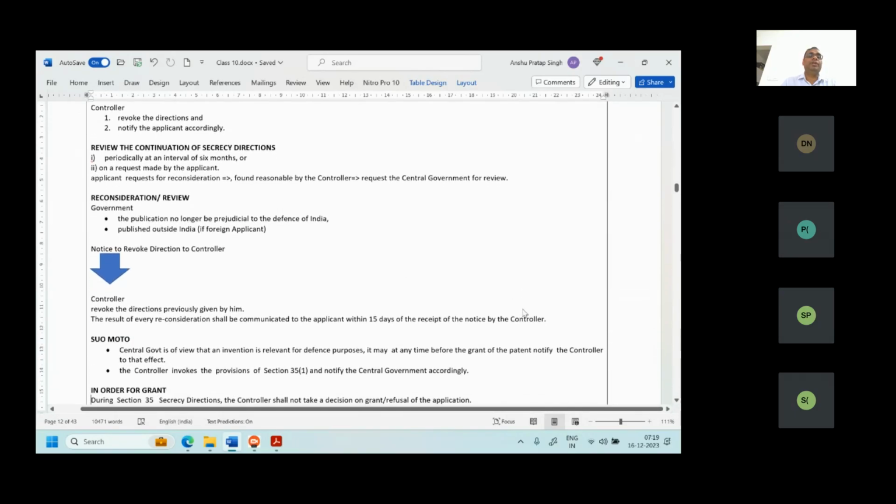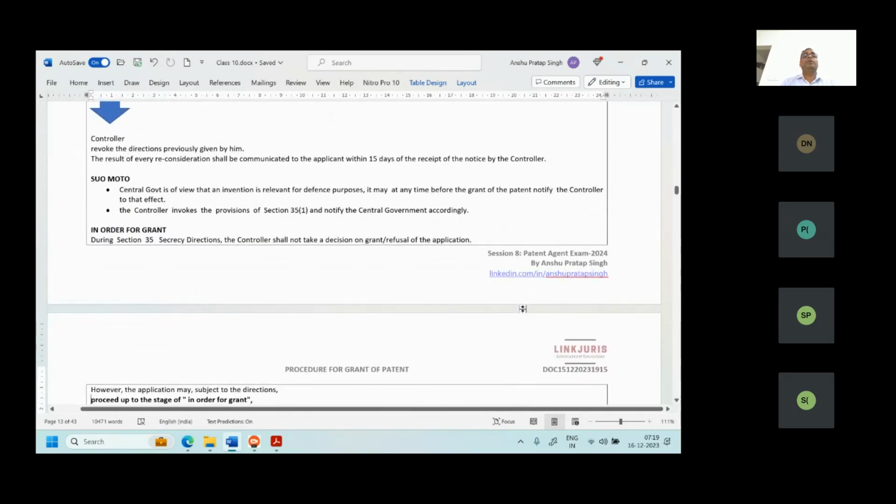Once the controller revokes the direction, the result of every reconsideration, revocation or non-revocation, has to be communicated to the applicant within 15 days from the date of receipt of the notice by the controller.